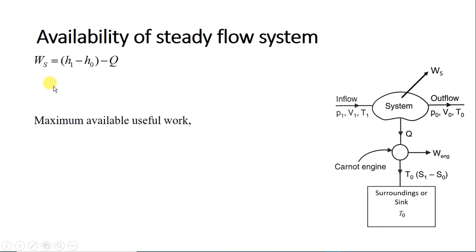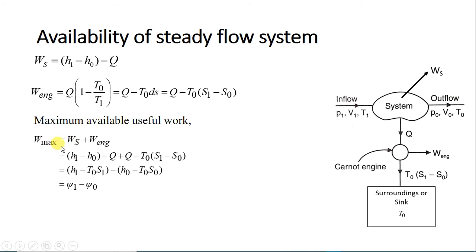Okay, so let me write down the equations again. Ws was this equation, W of engine was this equation. So what will be the maximum available useful work? It will be the addition of these two works. So W max will be Ws plus W engine.